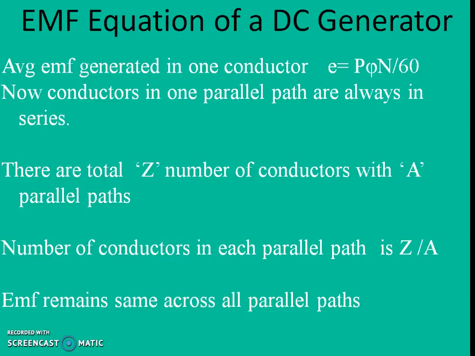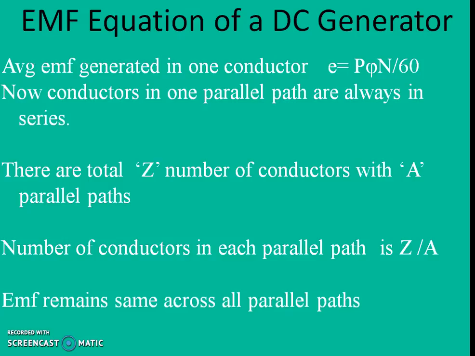So the average value of the E.M.F which is induced in one conductor is given as E is equal to d psi by dt. Substituting d psi as P into psi and dt as 60 by N, and rewriting the expression, E is equal to P psi N by 60.